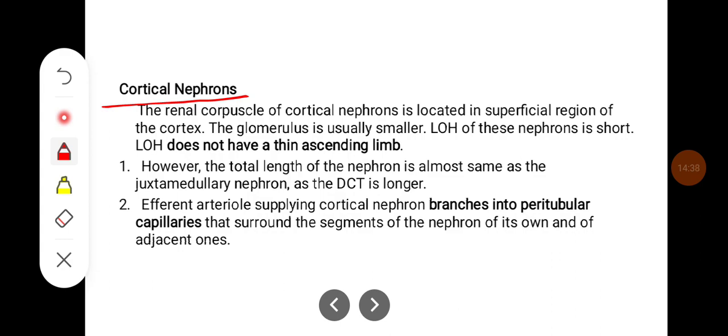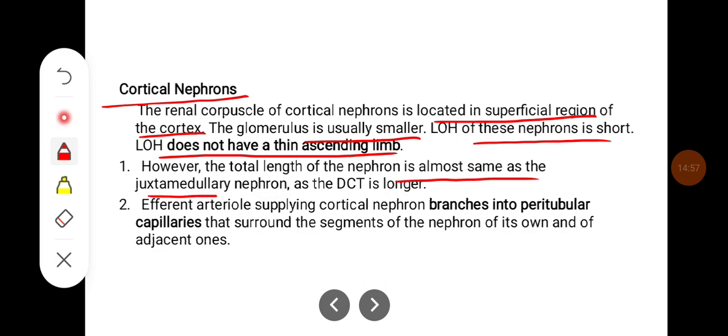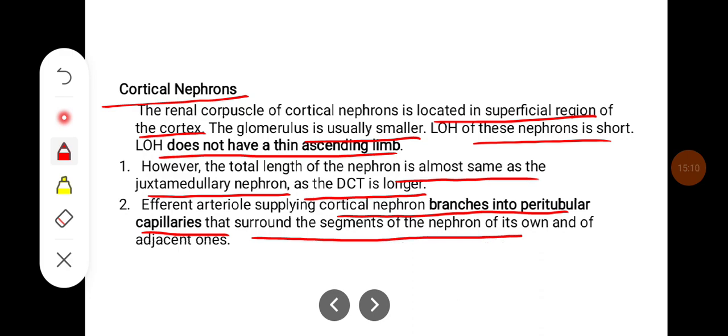Cortical nephrons. The renal corpuscle of a cortical nephron is located in the superficial region of the cortex. The glomerulus is usually smaller. The loop of Henle of these nephrons is short and does not have any thin ascending limb. However, the total length of the nephron is almost the same as that of the juxtamedullary nephron, as the distal tubule is longer. The efferent arteriole supplying the cortical nephron branches into peritubular capillaries that surround the segments of the nephron of its own and the adjacent one.